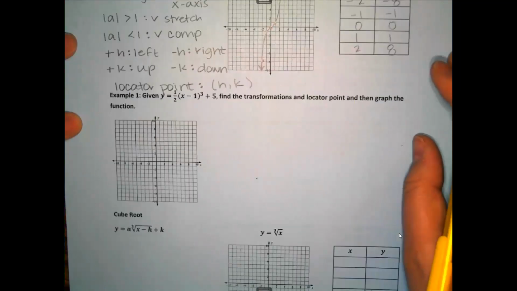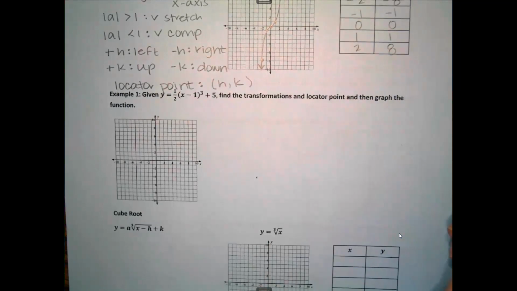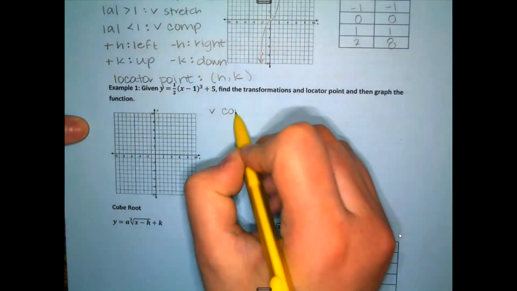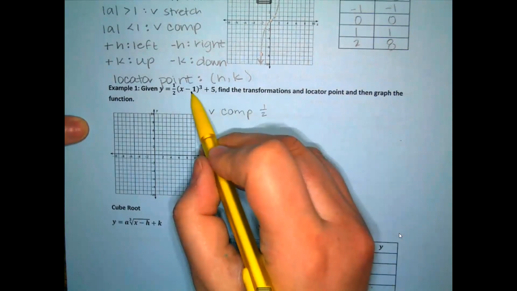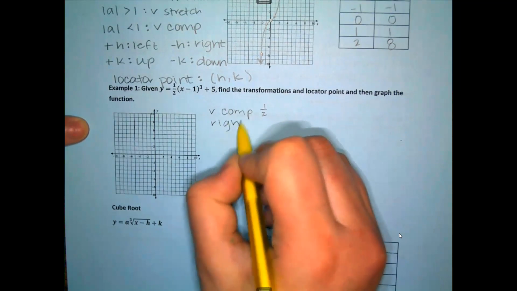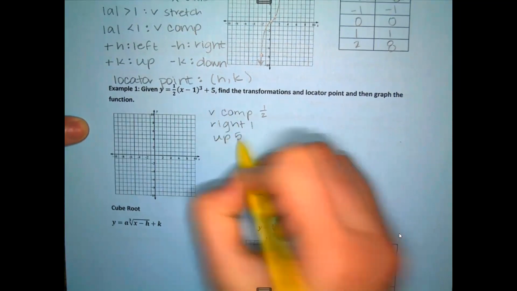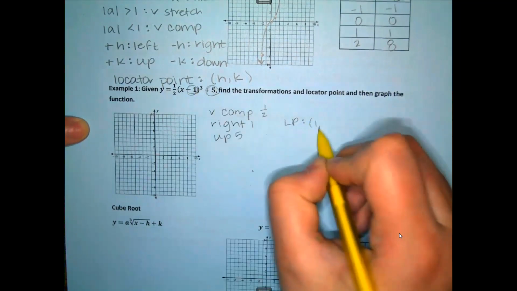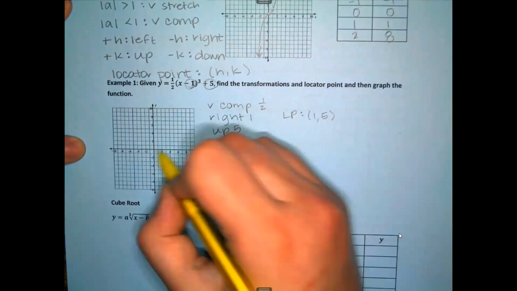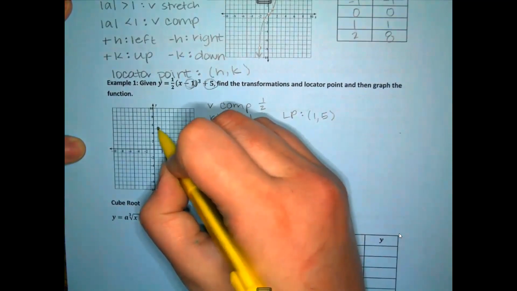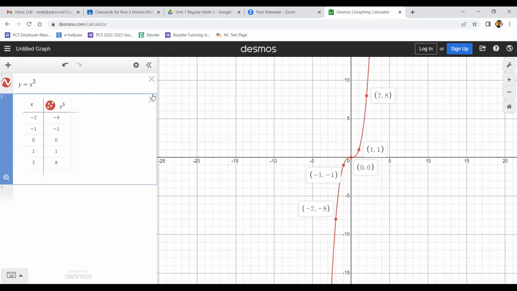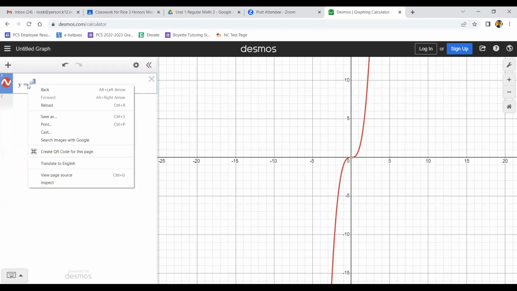All right, so first example, given this equation, find the transformations and the locator point and then graph the function. So here we have a vertical compression of 1/2. The graph has shifted to the right 1. And it has shifted up 5. The locator point is +1, +5. So I'm going to go to the right one and up 5. There's the locator point. And then I'm going to go ahead and graph this on Desmos so that I can get the rest of the points. So I'm going to be typing in y equals 1 divided by 2.